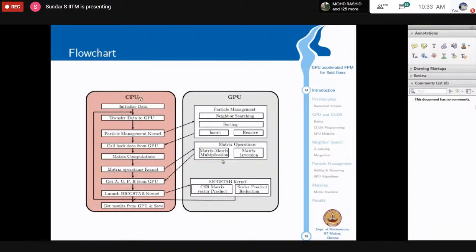So what are all the operations, and from where? From the CPU, what are all the important things going to the GPU? The particle management kernel is one, the matrix operation kernel is one, and the BiCGStab kernel is another one. You will understand this again in a much clearer way once I come back. I'll show the slide again later.